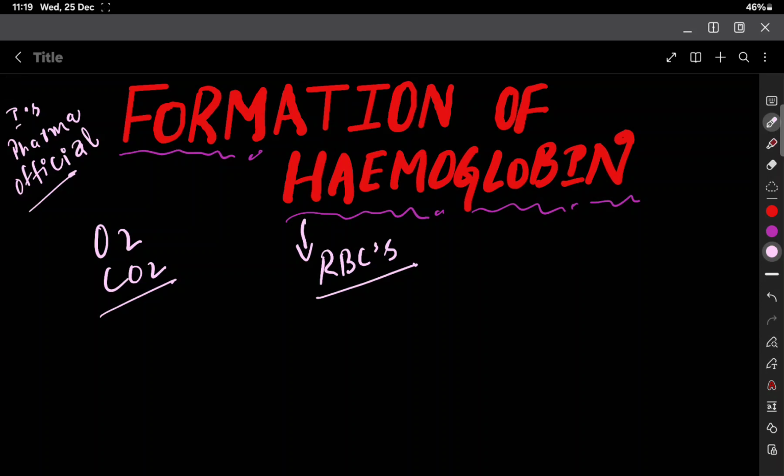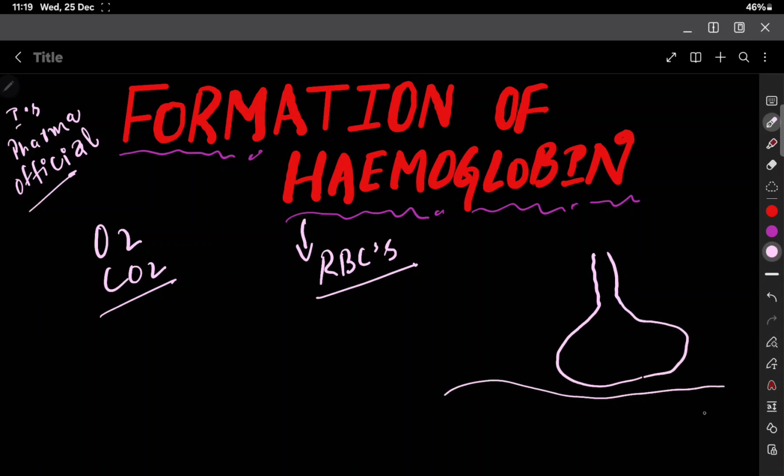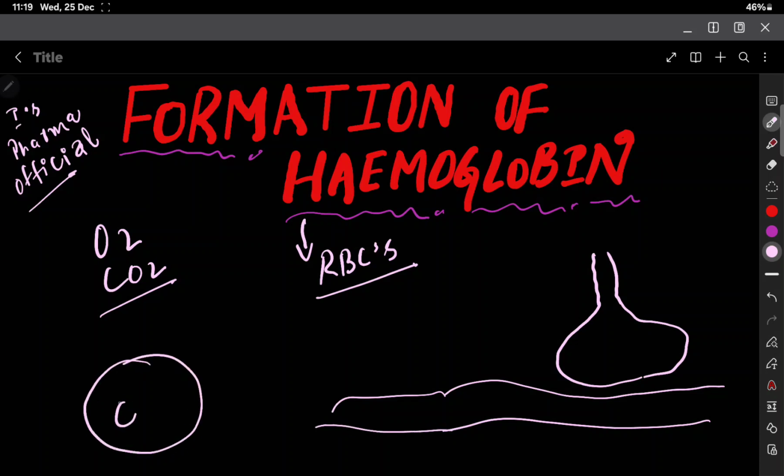These two are the important functions. I will explain how it functions. For example, this is the alveoli of the lungs, this is the blood vessel, and this is the cell where the oxygen has to reach. We inhale oxygen by inspiration. The partial pressure of oxygen here is high, PO2 high, and here there is low PO2.